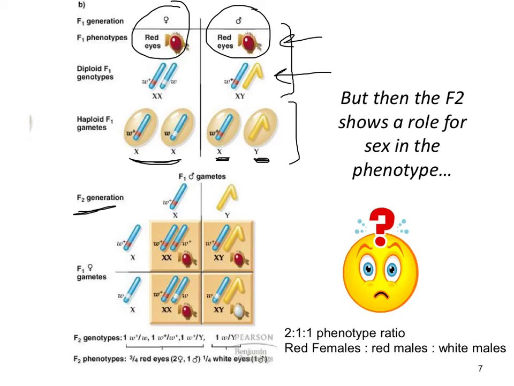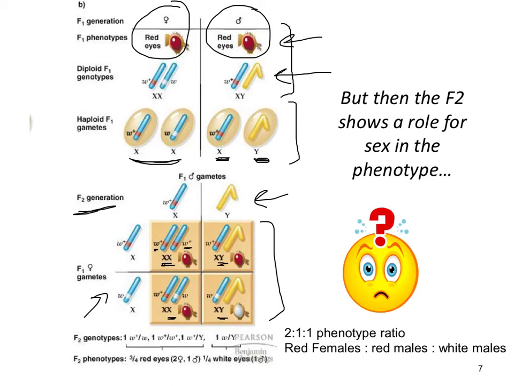Now let's look at the F2. The gametes from the F1 are shown here and here, and this is the F2 generation. And look what's happening. We've got females on the left and males on the right in this 2x2 Punnett square. The females here are red-eyed, and they are homozygous for the wild type allele of the white gene. The females here are red-eyed, and they are heterozygous for the two different alleles of the white gene. Here we've got red-eyed males and white-eyed males.